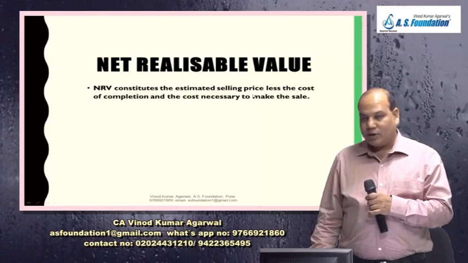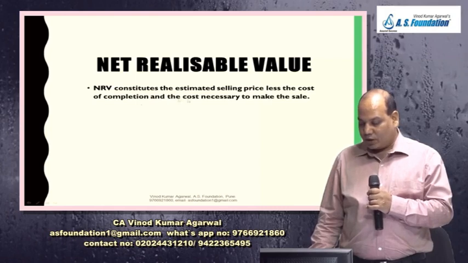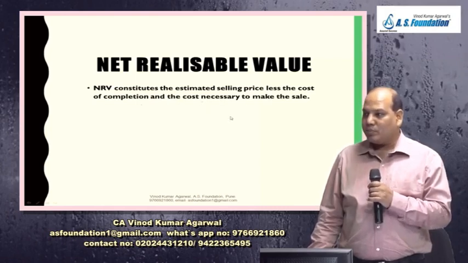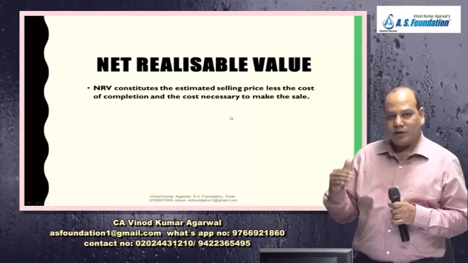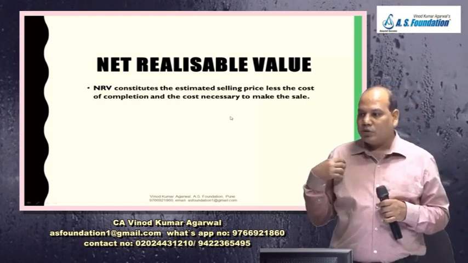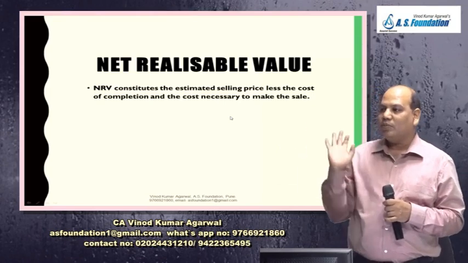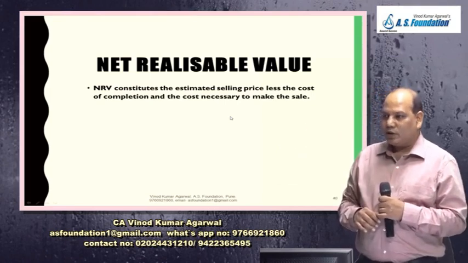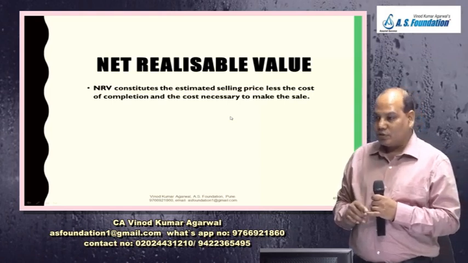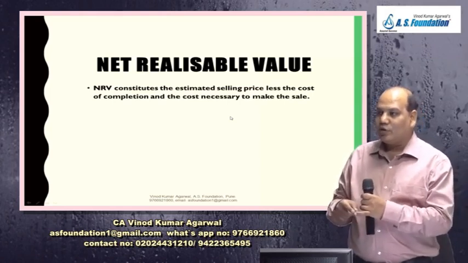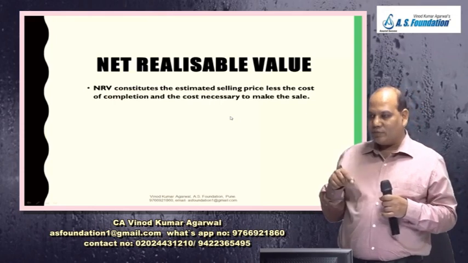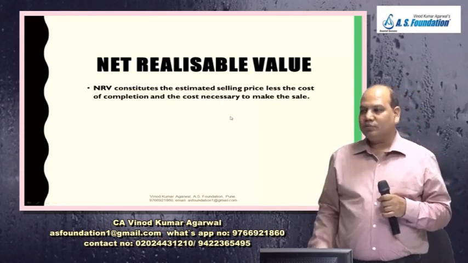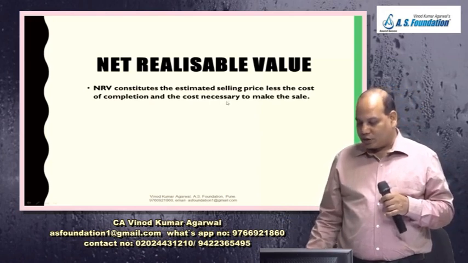NRV constitutes the estimated selling price less the cost of completion and less the cost necessary to make the sale. We already discussed one example also. So you do the reverse working: take the selling price minus how much cost I am going to incur from this point till completion of the sale. Remove that. So you may incur some processing cost, some packaging cost, some delivery cost, some transportation, loading, unloading, handling. What you will get in your pocket once this item is sold, that means you remove other expenses.